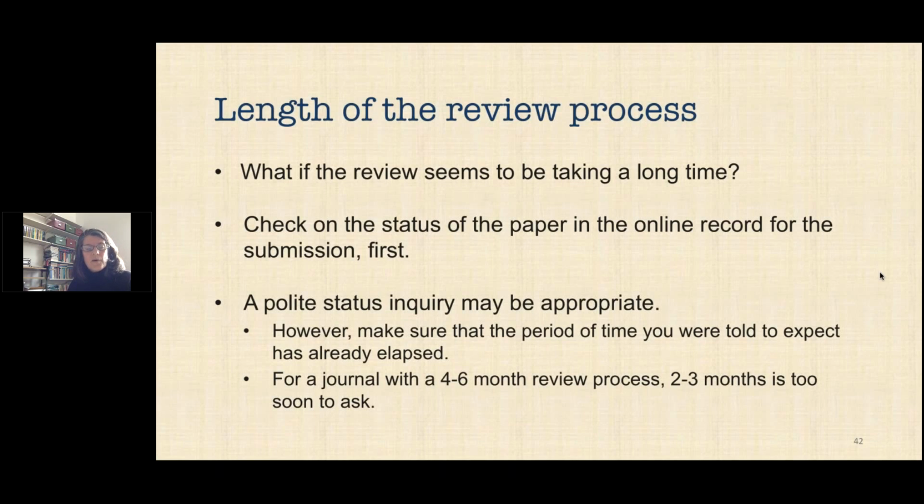We really don't mind hearing from authors who politely ask us where the paper is in the review process, and we're usually able to give specific information about that. But it's a good idea to make sure that the period of time you were told to expect has already elapsed. For us, we say in the initial letter, expect a 1 to 6 month review process. 2 months along is too soon to be writing to say what's going on with my paper. But 4 months is probably okay. I don't personally mind having a request around 4 months, and this seems to be acceptable. So you can do that.